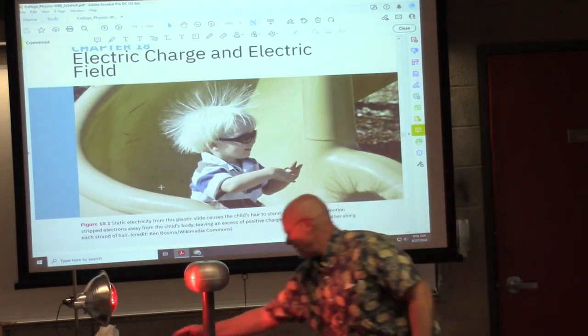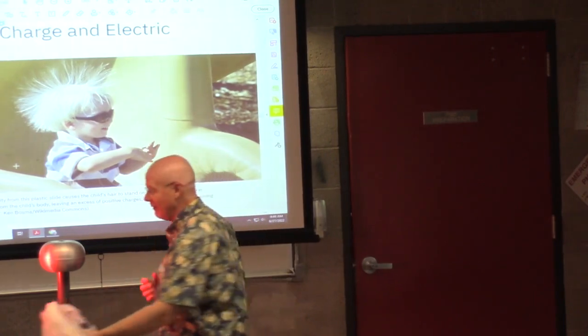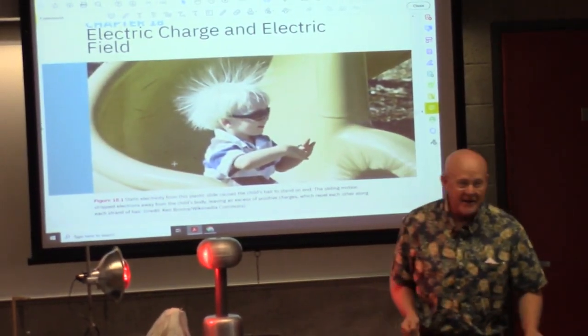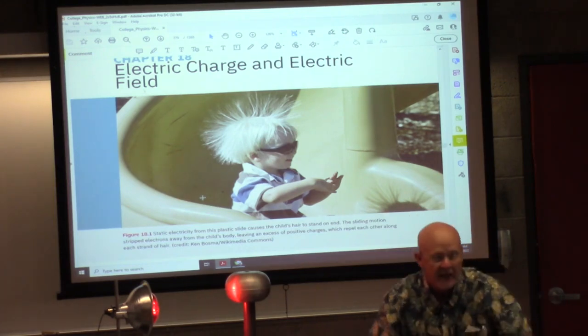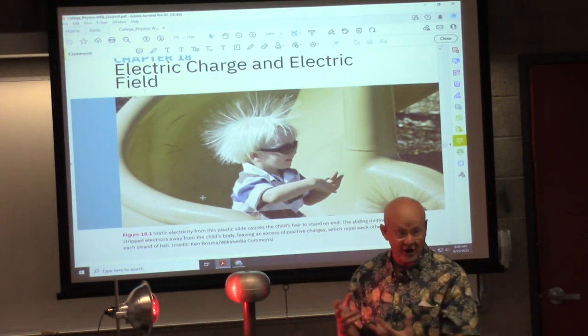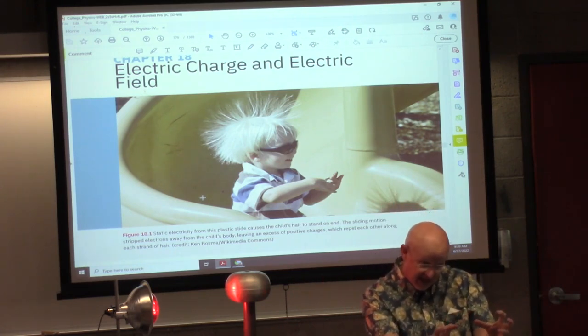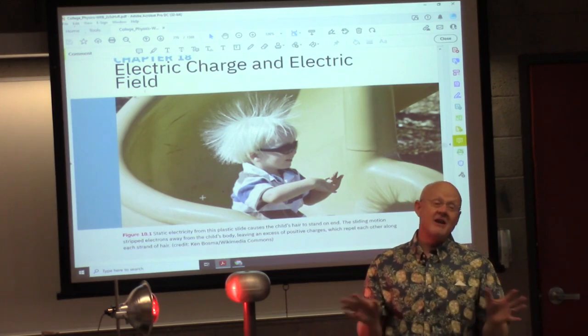By the time he got to the bottom, his hair was sticking up like this. And to make matters worse, my wife's down at the bottom, ready to catch him, and he builds up so much charge that there's this giant spark, right? So he gets down the slide, and then just zaps, and he just starts crying.